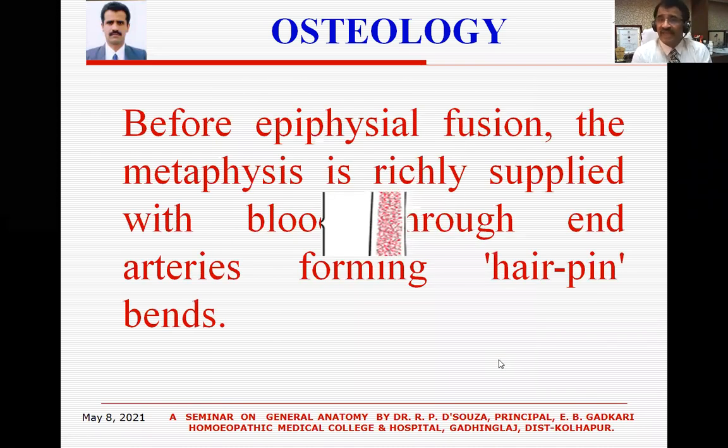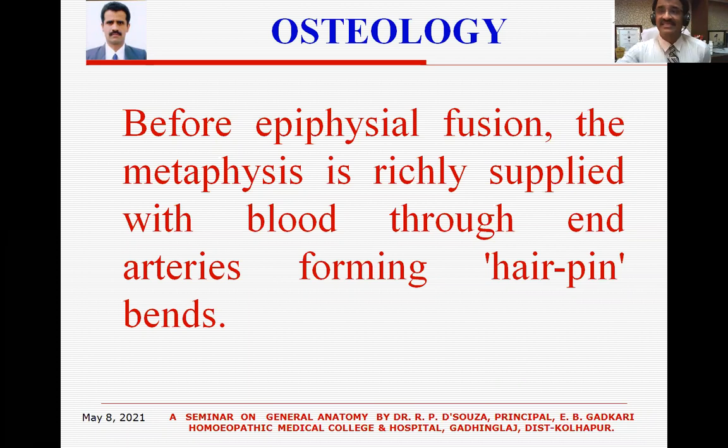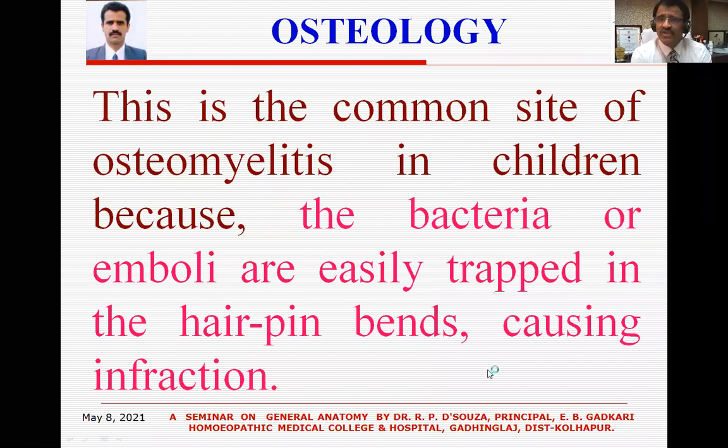Well, before epiphyseal fusion, the metaphysis is richly supplied with blood through arteries forming hairpin bends. Hairpin bends means the artery going towards that end gets curved like this, and that is the richly blood supplied area for the purpose of active growth. This is a common site of osteomyelitis in children because bacteria and emboli are easily trapped at the hairpin bends, causing infarction in children because the ends are not fused. They are still separate because growth is going on. So this is the significance of this provision.